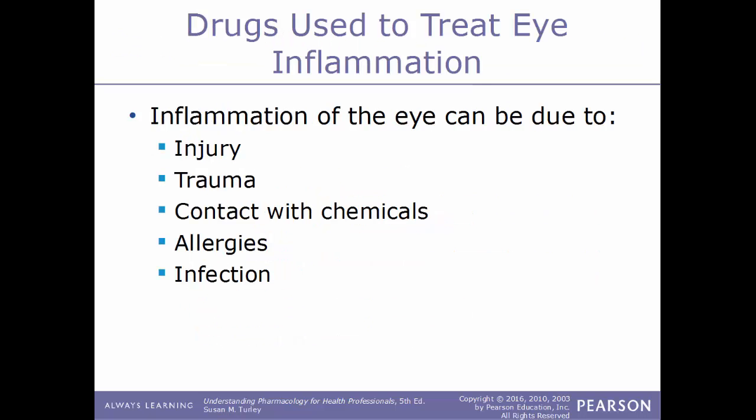Alright, now we'll move on to drugs that are used to treat eye inflammation. Now, inflammation of the eye can be due to any number of reasons. It could be because of injury or trauma, contact with certain chemicals, allergies, or infections.